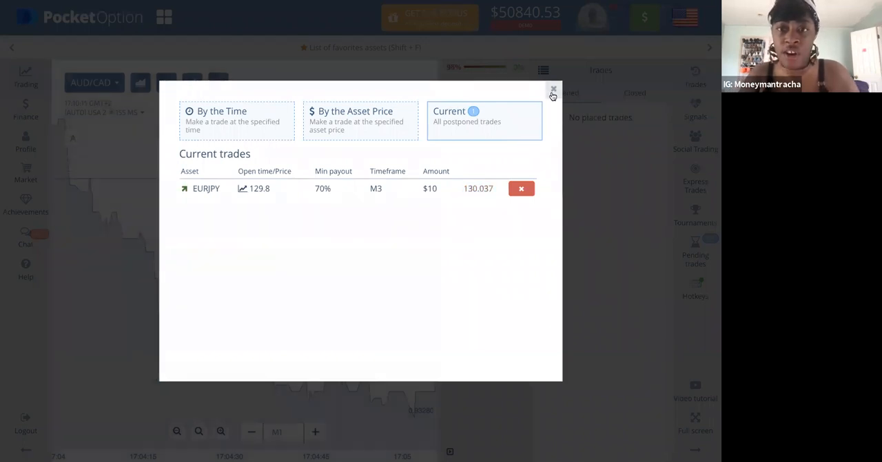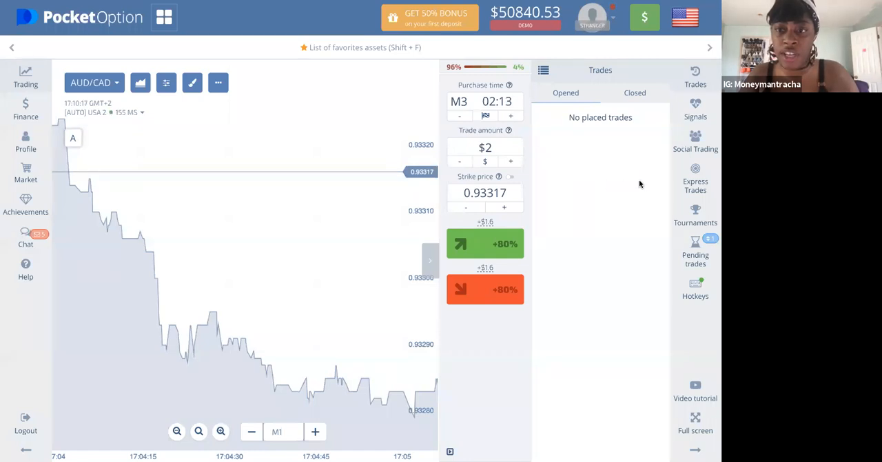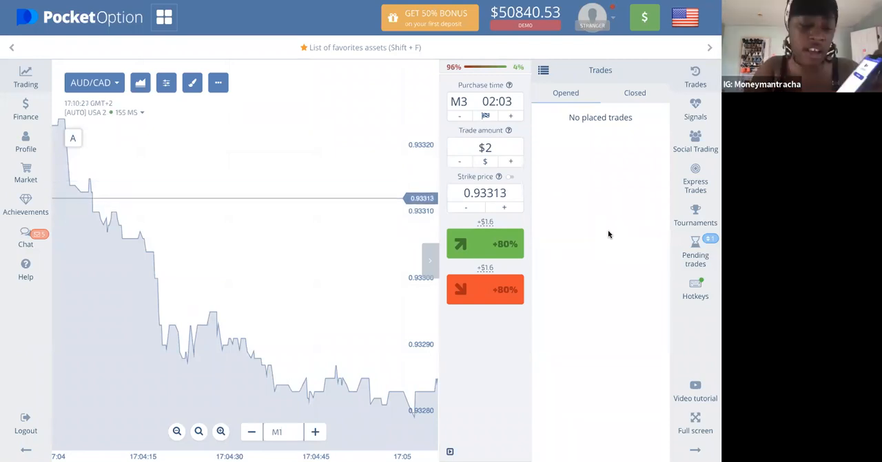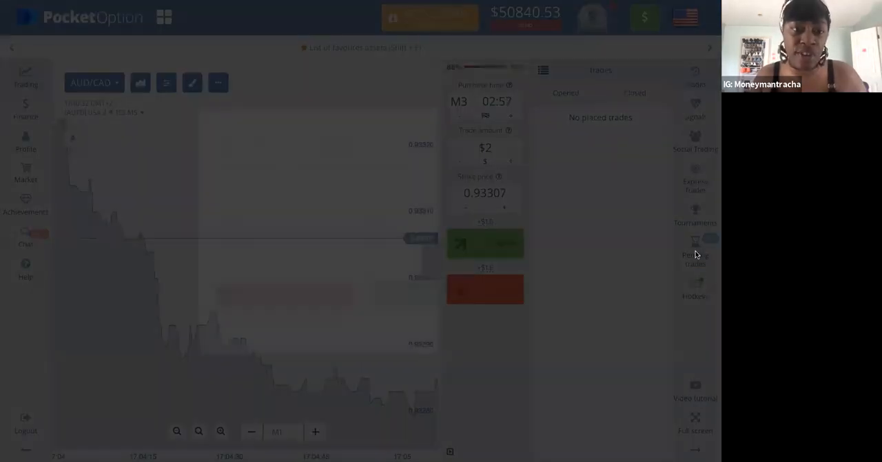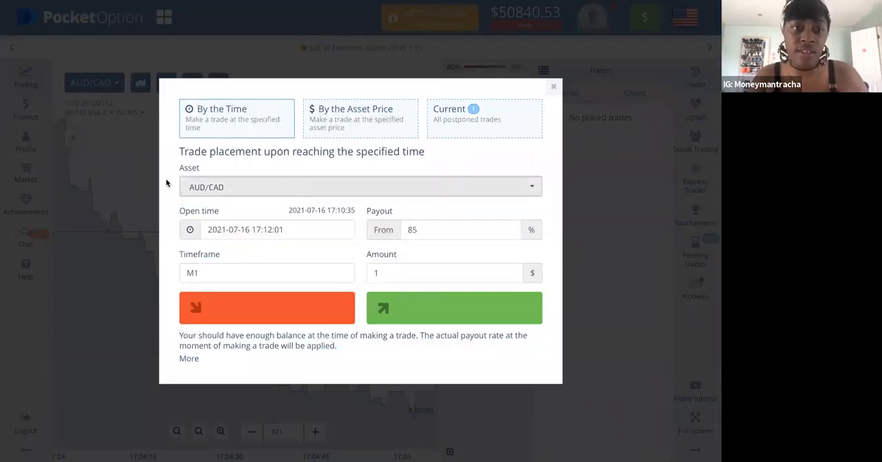Now, let me just give y'all an example. Let's just say we did our analysis. I don't have any swipes right now, but let me show y'all how it will work. For example, AUDCAD. I'm going to just do it again. Let's just say I just got a pending trade idea from my swipes app. I'm going to open my text. I'm going to click pending trades, right? I'm going to click buy the asset price.